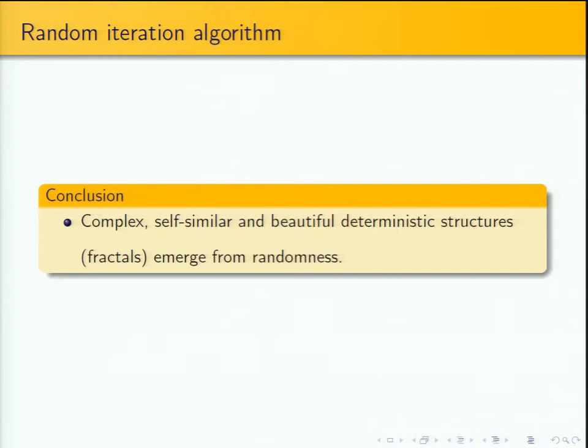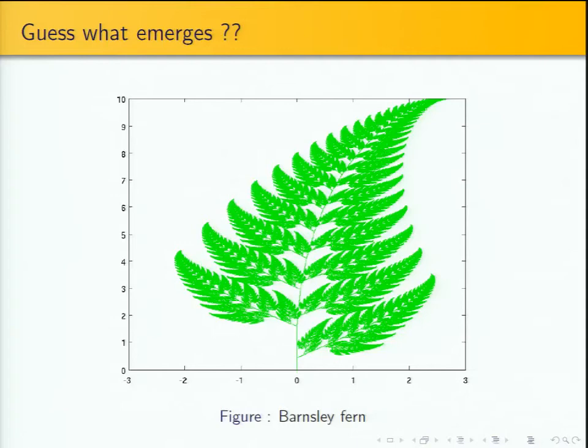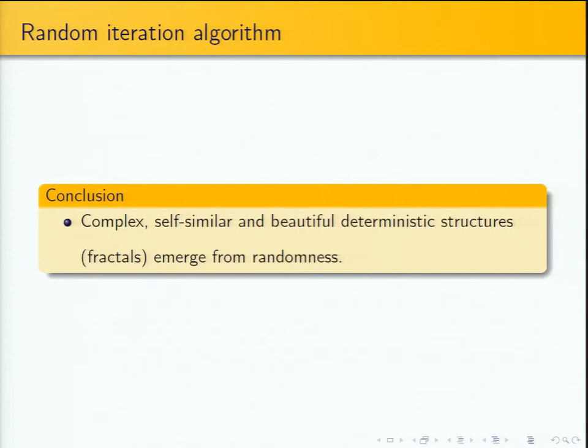It emerges from randomness. We just plotted the points in a particular way. You can play with these numbers. You can change these numbers and see what you get here. All right, that is for you in the exercise. Okay, so what is the conclusion from this particular last section?